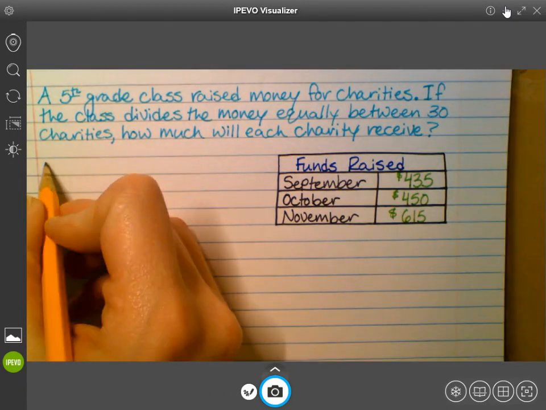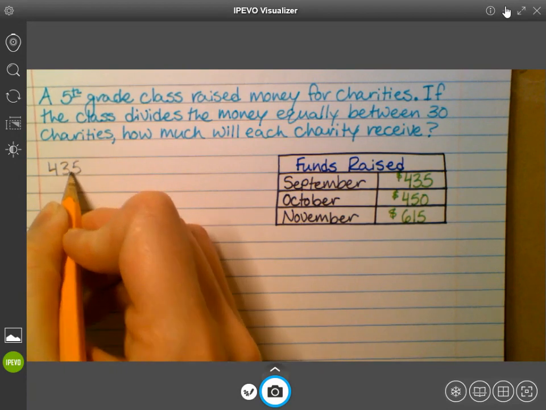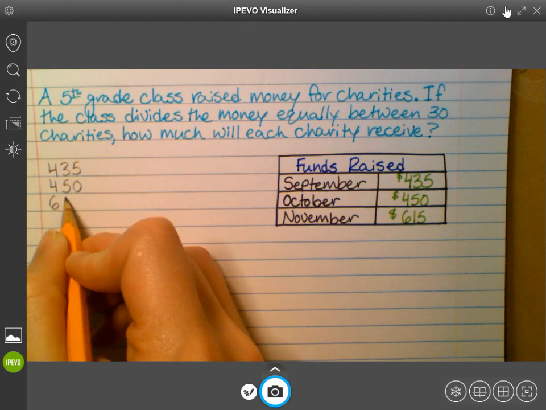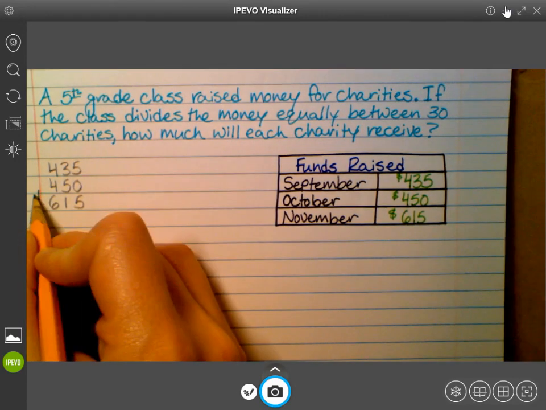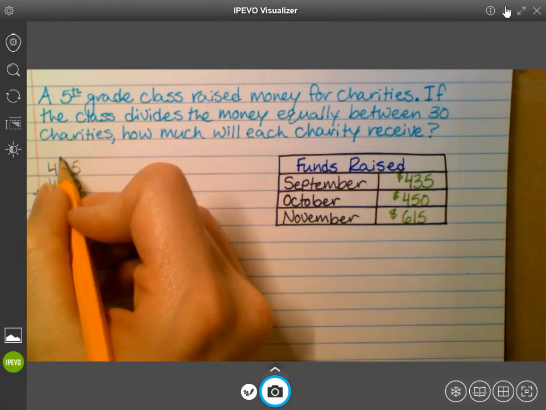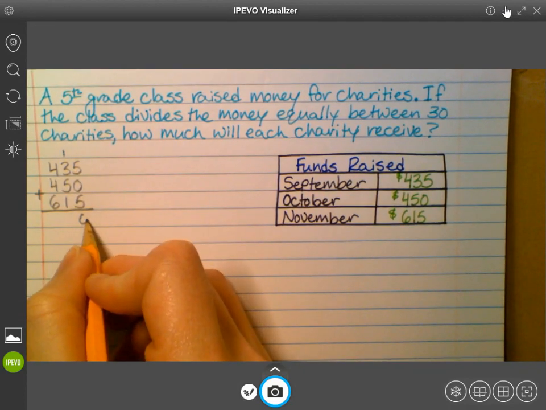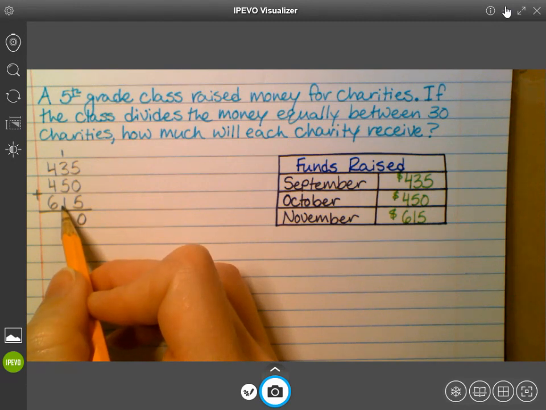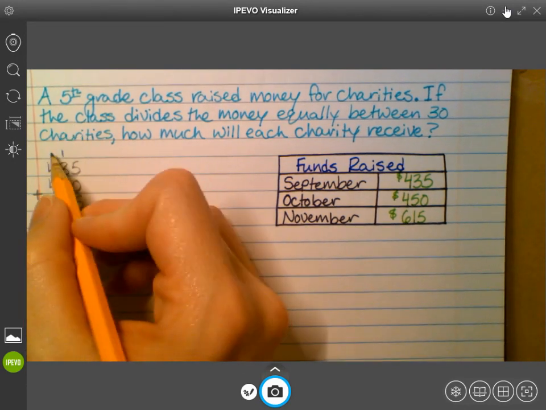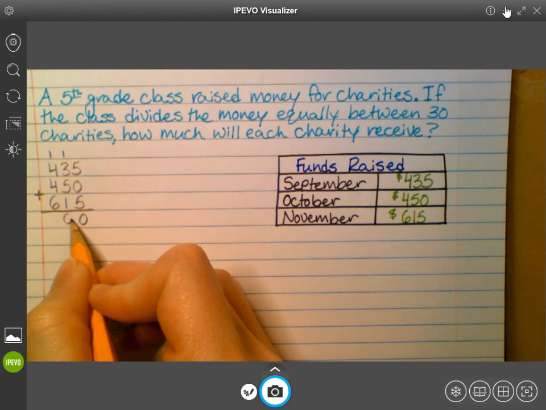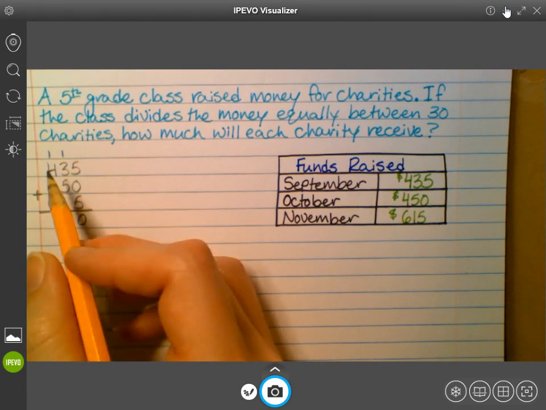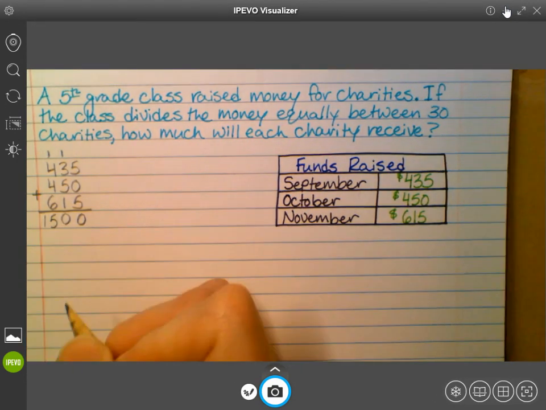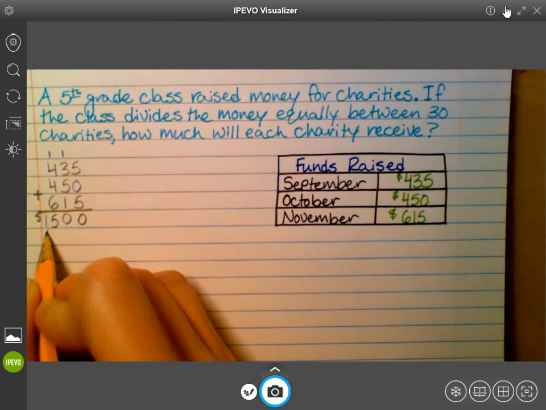So I'm going to go ahead and do that. 435 plus 450 plus 615. 5 plus 5 is 10, so I'd carry the 1, bring down the 0. 5 plus 3 is 8, plus 1 is 9, plus 1 is 10, so I'd carry the 1, bring down the 0. 6 plus 4 is 10, plus 4 is 14, plus 1 is 15. So they raised $1,500 altogether.